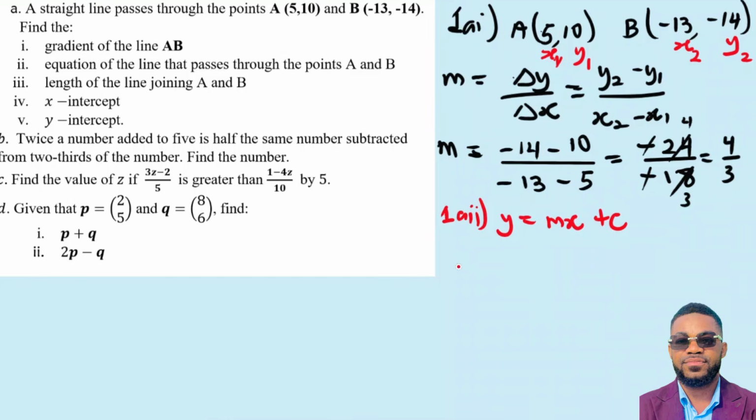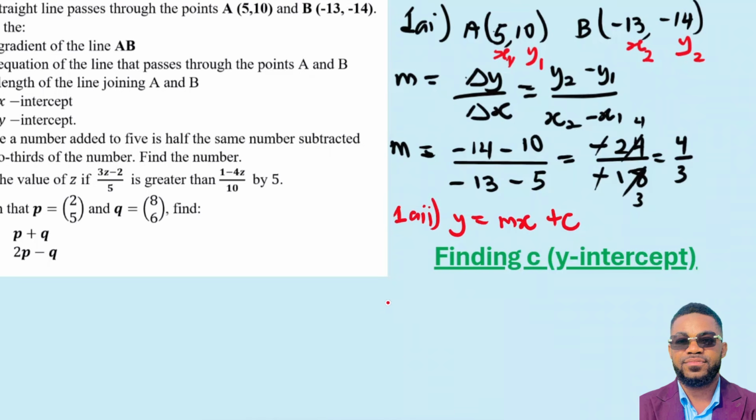So let me work that one here. Now we're going to find the c, which is also called the y-intercept. The idea is very, very simple. We're going to look for the value of c. Since this is an equation, to find the value of c, we have to know x, we have to know m, we have to know y. For the x and y, we can easily get them from any of these 2 points here. So we have 2 points A and B.